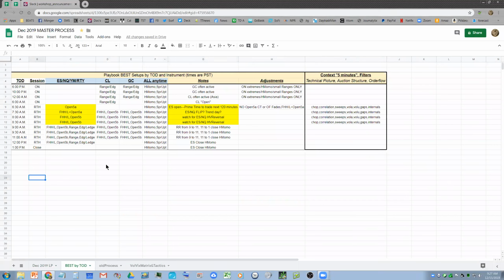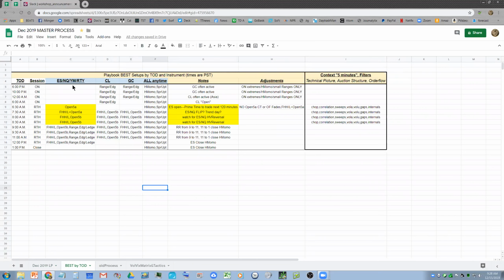All right. So this stuff right here is basically just all the setups organized by time of day and session and in columns by setup instrument, okay? Now this section over here on the right, don't worry about for now. Let's just stay focused on this part right here, okay?